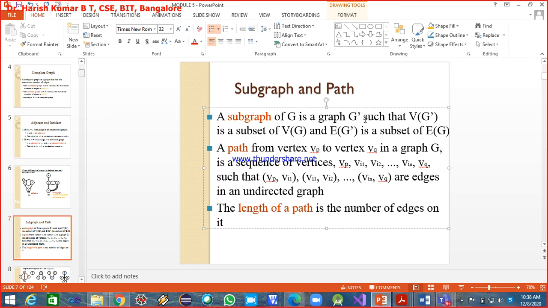Now how do you say that G dash is a subgraph of G? The vertices of the subgraph G dash must be a subset of the vertices of the main graph G. For you to say G dash is a subgraph of G, V of G dash should be a subset of V of G, where V of G is the set of vertices of the graph G and V of G dash is the set of vertices of the subgraph G dash. Similarly, E of G dash, the set of edges of the subgraph, must be a subset of E of G, which is the set of edges of the main graph G. So I hope you understood the notation. Yes, sir. Okay. Next.